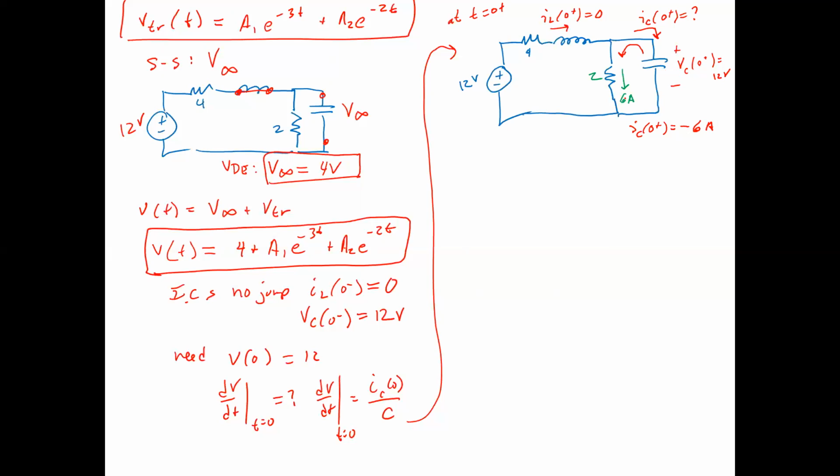Right? And so if the capacitor is dumping out current, it's going to be dropping voltage, right? And the rate of that drop is going to be IC over C. So dV/dt at t equals 0 is minus 6 over C, which is a half, so that's going to be minus 12 volts per second.